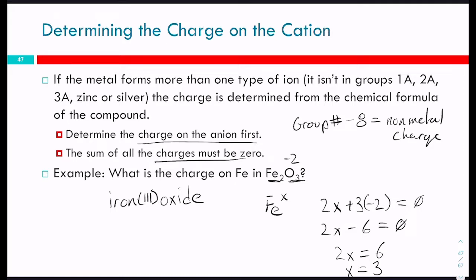If you don't like algebra, most of the time you can do the crisscross method in reverse. So you take the charge on, or the subscript for oxygen, or the anion here, and you make it the superscript for iron. So if this is Fe2O3, we can take this and say that iron is going to be a 3 plus charge. Oxygen is a 2 minus charge. So this should be 3 plus, 2 minus.